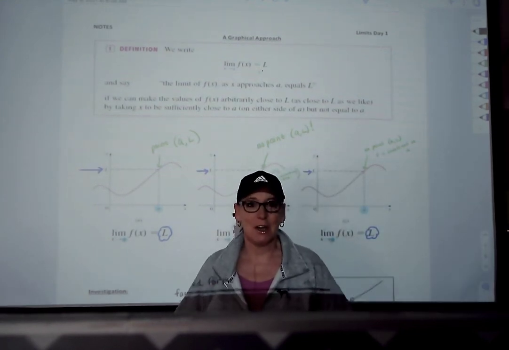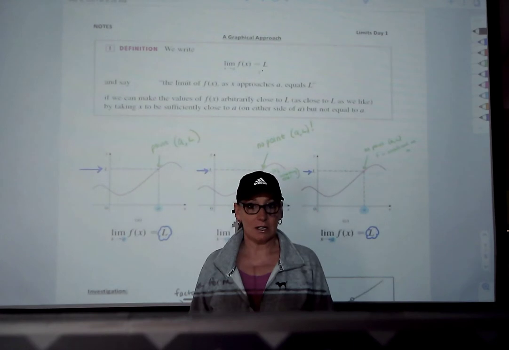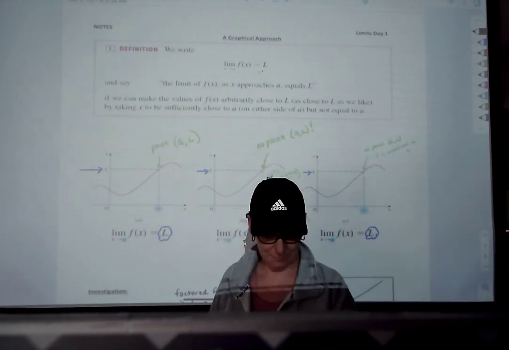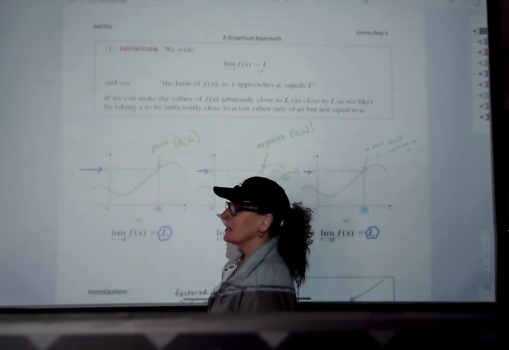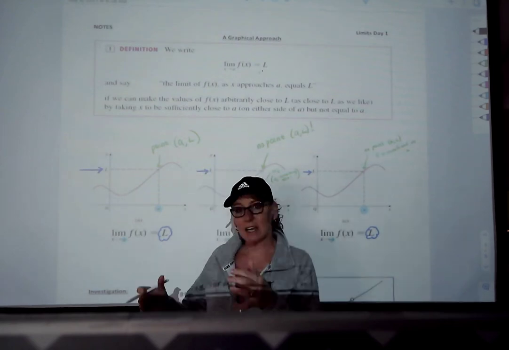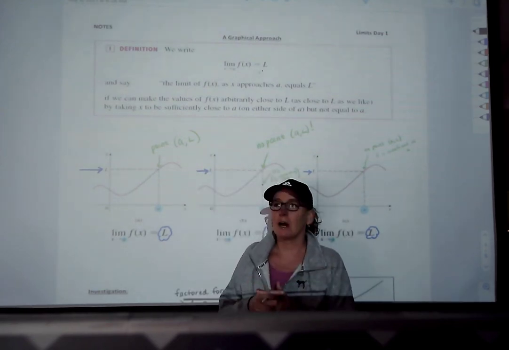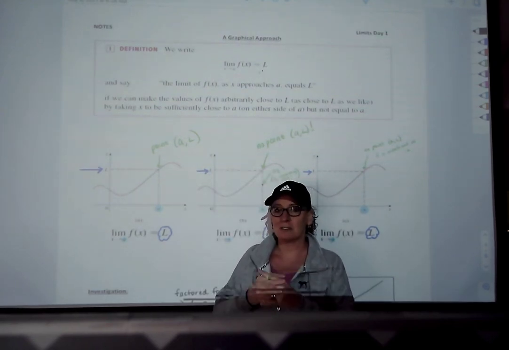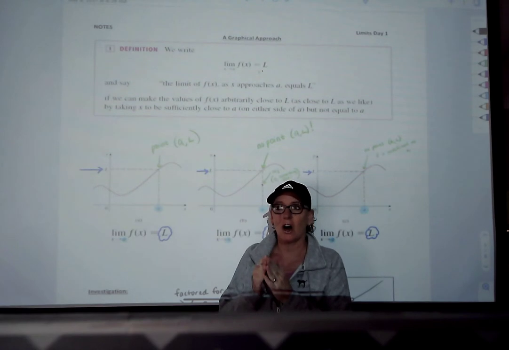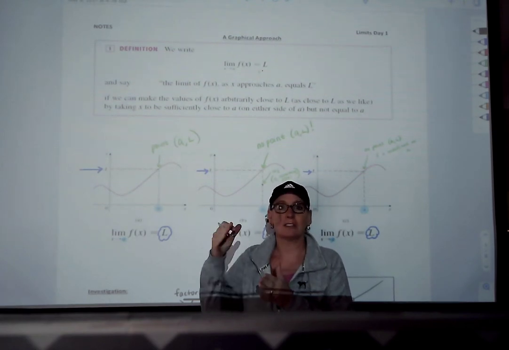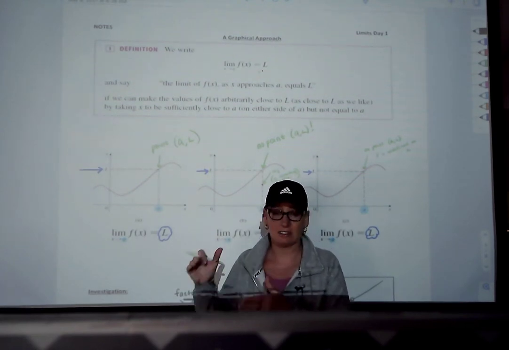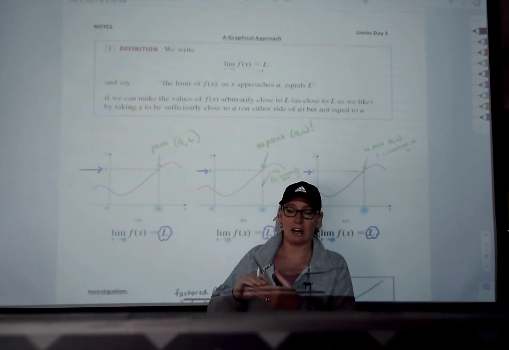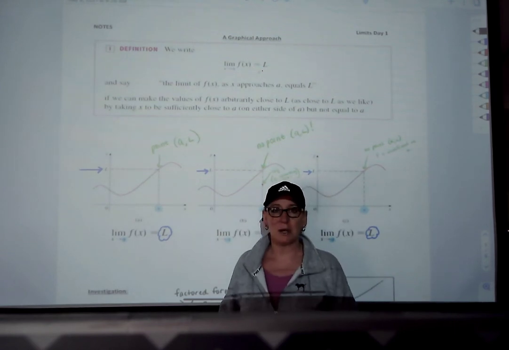I have your notes here for day one of limits. This is actually part of the pre-calc curriculum. But my goodness, the importance this has for those students going into calculus, whether you're going into calculus here at FC or you're going into calculus at some point in college.